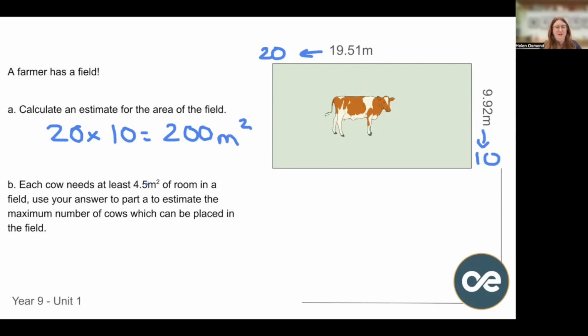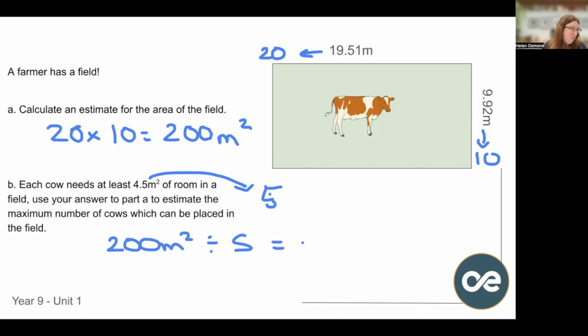Now each cow needs at least 4.5 meters squared of room in a field. Use your answer to part A to estimate the maximum number of cows which can be placed in the field. So we're going to use this answer here. So I've got 200 meters squared to be shared out, and each cow needs, well, if I'm going to round this, 4.5 is going to round to 5 to calculate with. So I do 200 meters squared divided by 5, which gives me 40 cows.